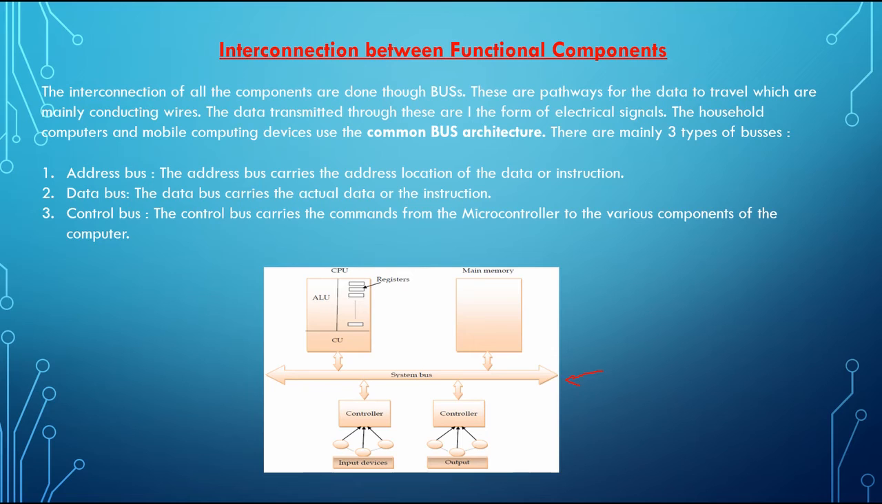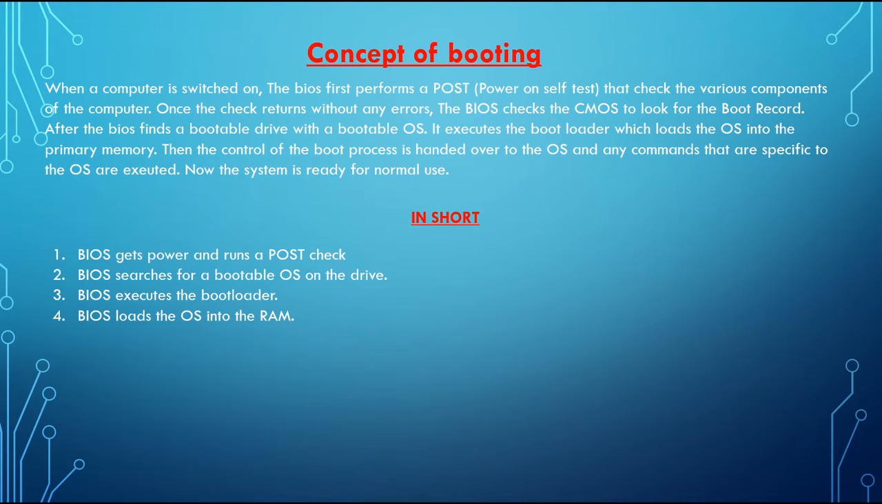Now second, we have the data bus. Sorry, this was used to carry the actual data or the actual instruction that had to be moved around. Now the control bus carries the commands from the microcontroller to various components of the computer. In the modern day, the microcontroller is what tells various components of the PC what to do. So they have to speak to each other. The control bus was used to transport the commands from the microcontroller to the various components. That was all for the common bus architecture.